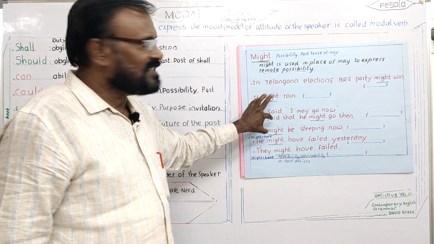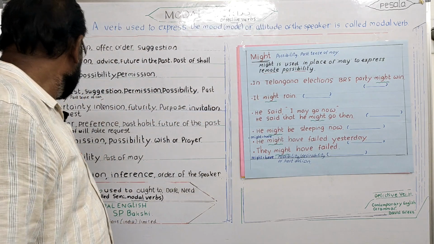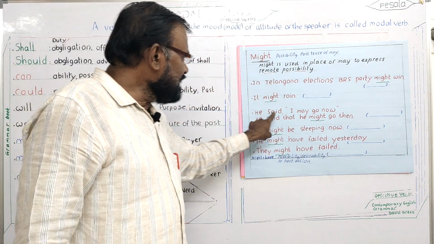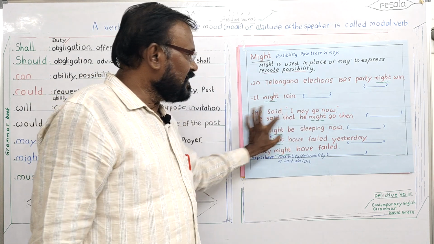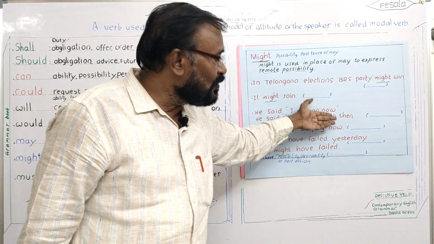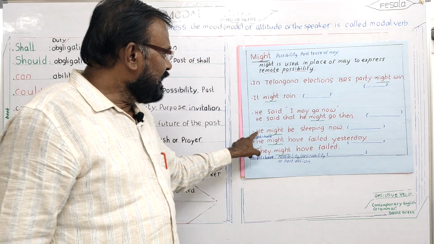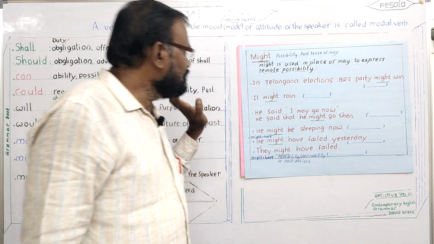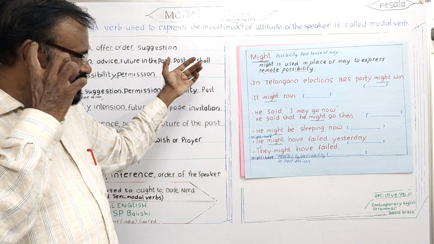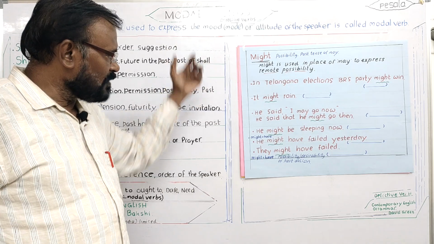He said, I may go now. It is past tense of may. He said that he might go then. He might be sleeping now. It's also possibility, remote possibility.